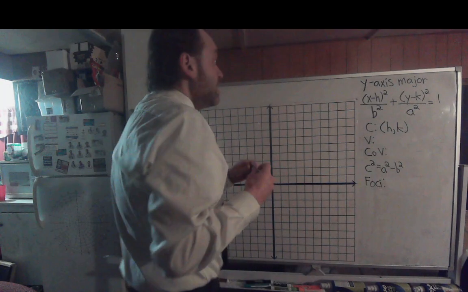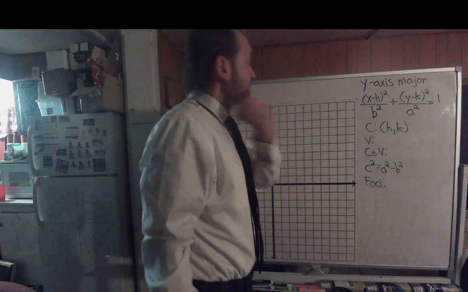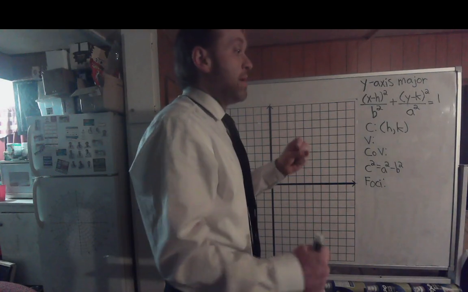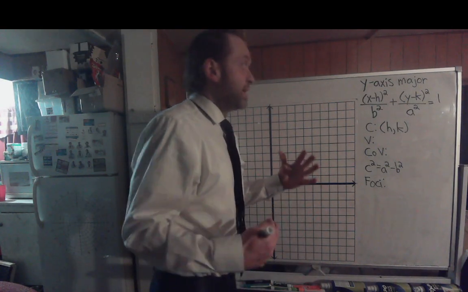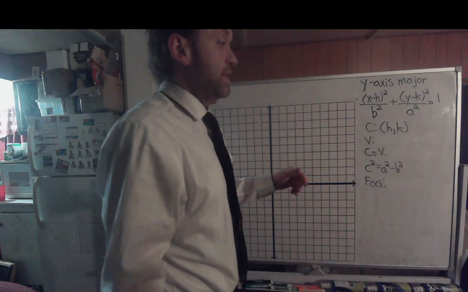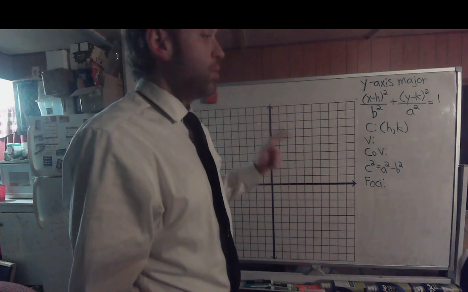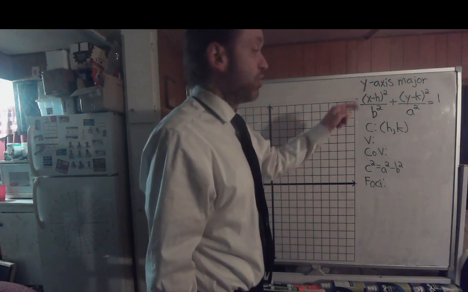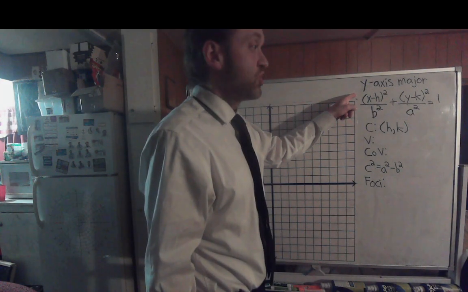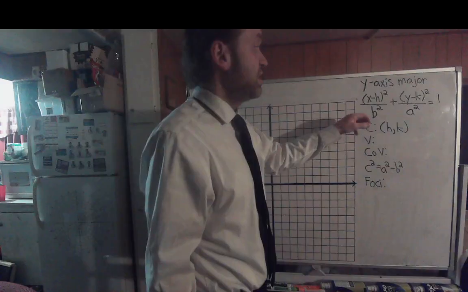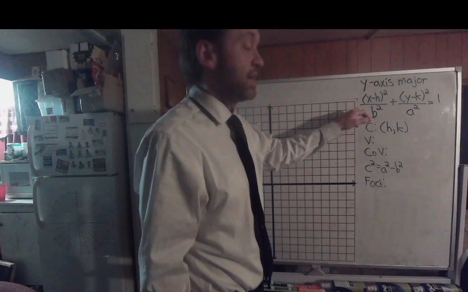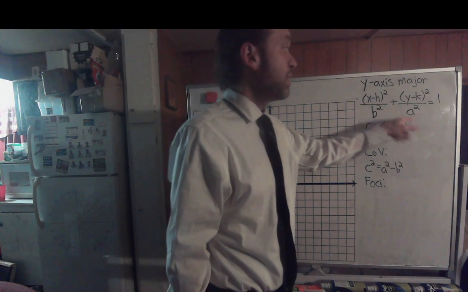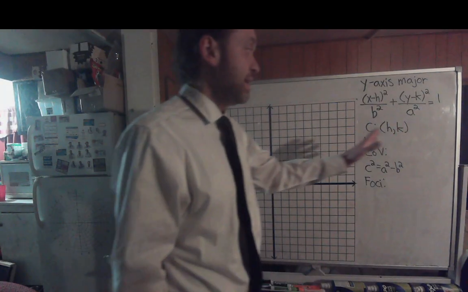So we have a situation here where this time the y-axis is the major axis, so the ellipse is more elongated on the y-axis than the x-axis. So if the y-axis is the major axis, that means the formula is going to be x minus h squared over b squared, which would denote that the x-axis is the minor axis this time, plus y minus k squared over a squared still equals 1 on the right-hand side.